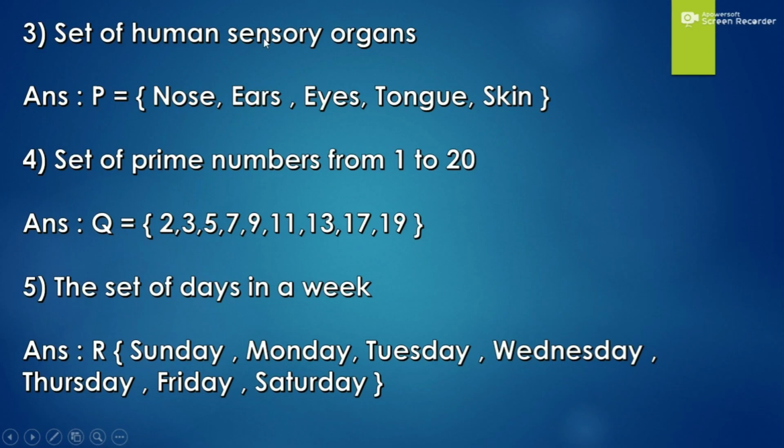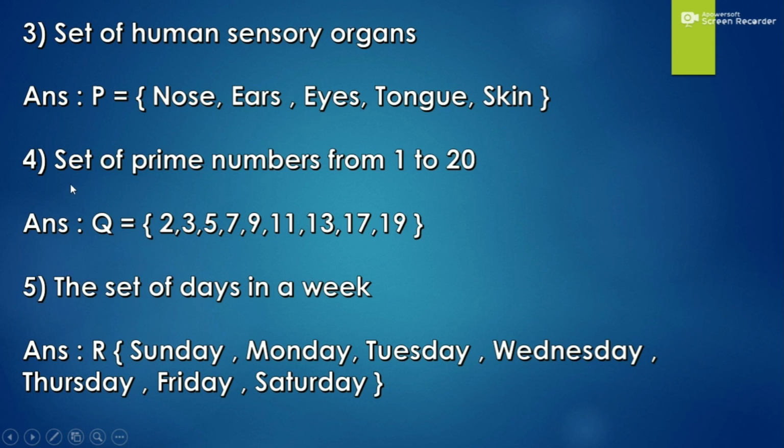Then third example, the set of human sensory organs. We know that P is equal to nose, ears, eyes, tongue, skin. Here these are the 5 human sensory organs. This is the listing method of representation of sets.